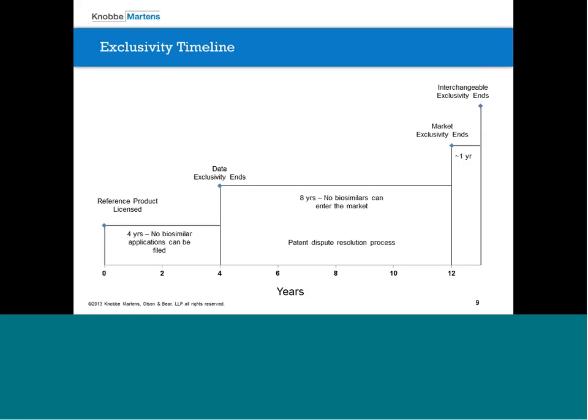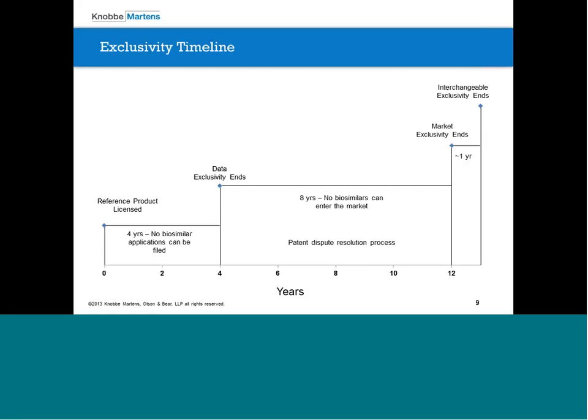After the expiration of that 4-year period, there then enters a period of what's referred to as market exclusivity. And during that period, a biosimilar applicant can submit an application to the FDA for approval. And the thought is that during that 8-year period is when the pre-litigation exchange under the BPCIA would take place, and the parties would attempt to resolve patent issues, again, prior to any sort of commercial marketing or launch of the biosimilar product. At the end of the 12-year period is when the market exclusivity would end.